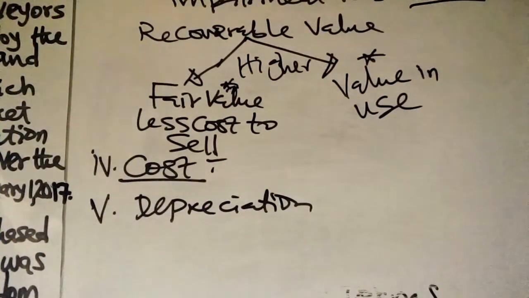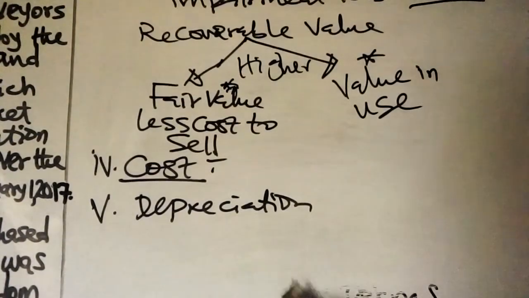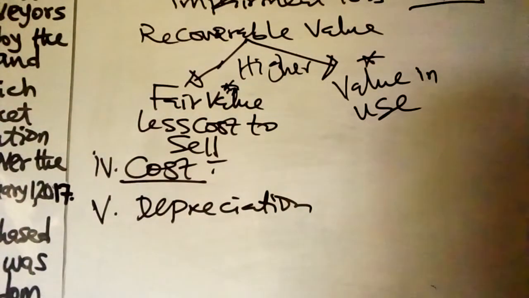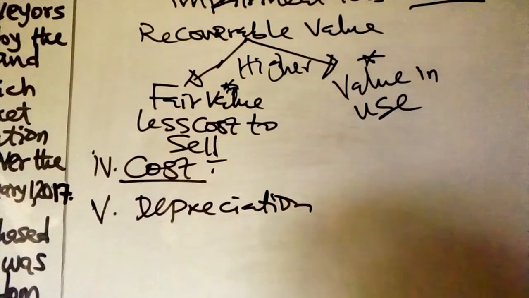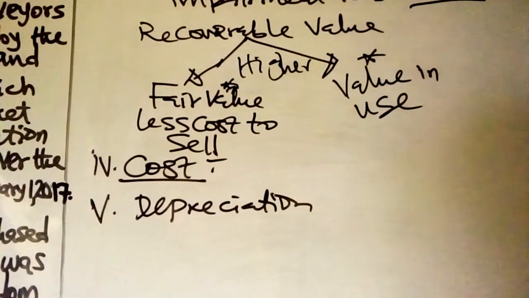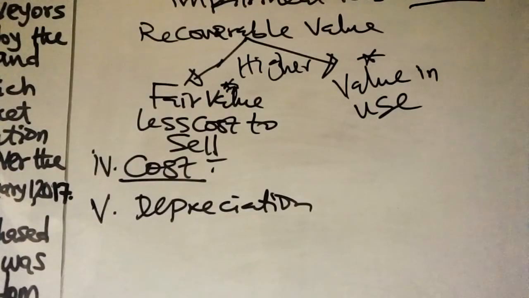Number 5 is depreciation. Depreciation is the systematic allocation of the depreciable amount of an asset over its useful life. That is depreciation.